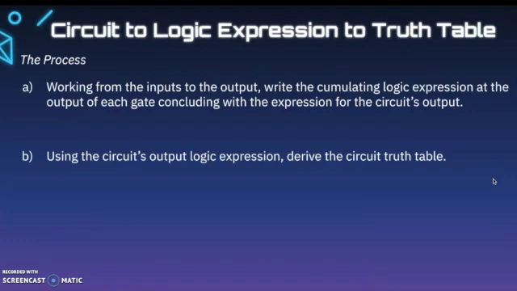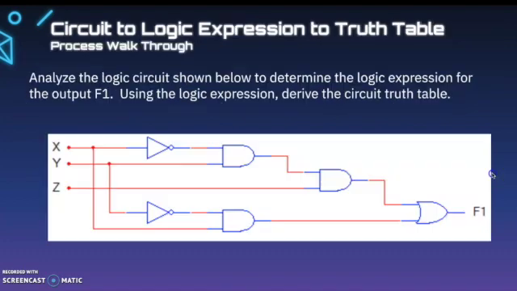So now if we go circuit to logic expression to truth table, it's a slightly different process. Working from the inputs to the output, we're going to write the accumulating logic expressions at the output of each gate, concluding with the expression for the circuit's output.